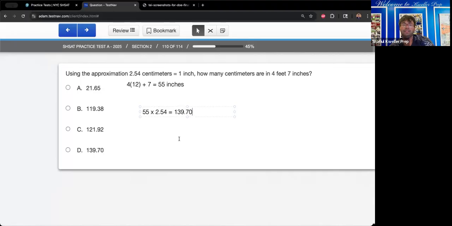Yeah, 139.70. So yeah, it should just be D. Okay, this one's pretty simple. Convert it into inches, solve for the inches, and then convert it into centimeters.